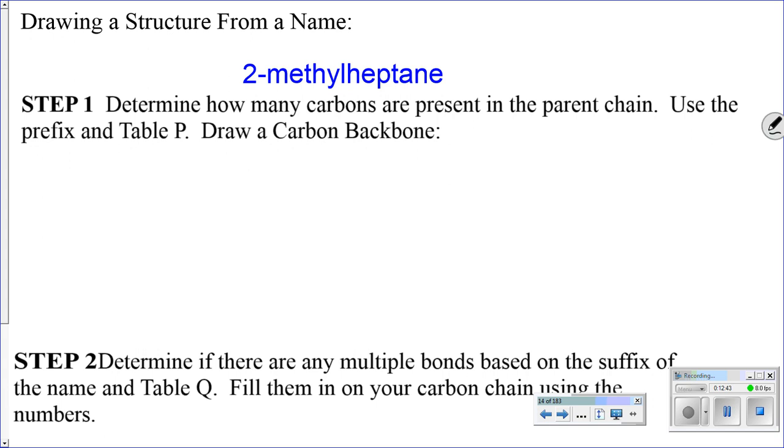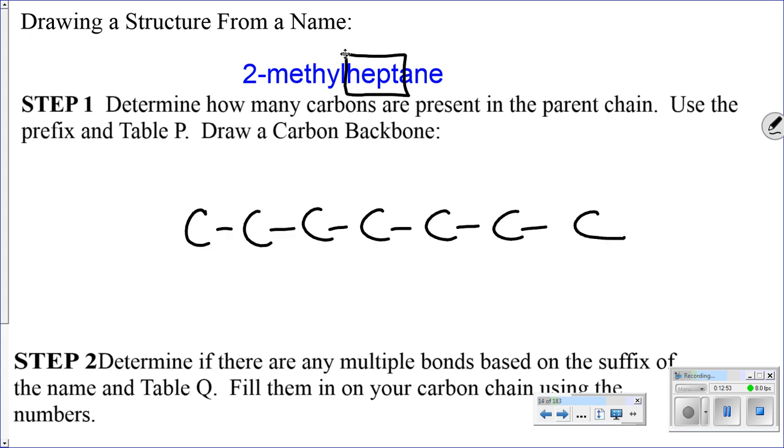Step it up a little with 2-methyl heptane. So the first thing I do is locate the part from table P, which is hept. 1, 2, 3, 4, 5, 6, 7. Now, I have ane on the ending. These are all single bonds. So my single bond part is done. I have a methyl group on carbon 2.